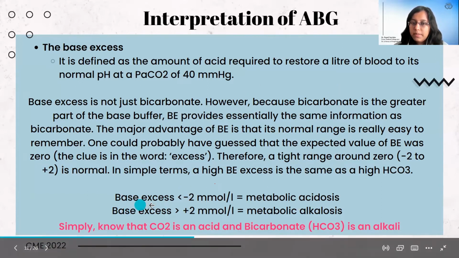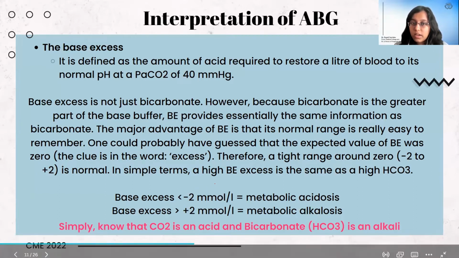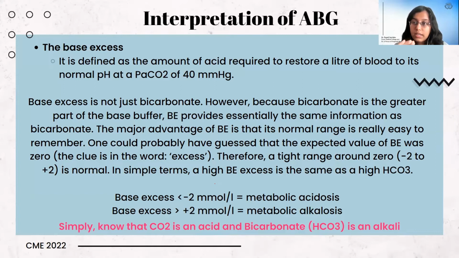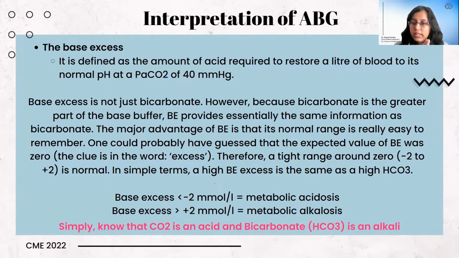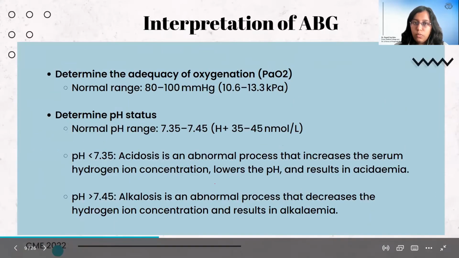So your base excess, if it's excess, right? It's more of something. It is a buffer. Base excess less than -2 is metabolic acidosis. Base excess above +2 is metabolic alkalosis. Essentially, in ABG, all you need to know is CO2 is an acid, bicarbonate is an alkali. Okay? Understand what the normal values are, and when it goes up or down, when it is acidosis and when it is alkalosis.